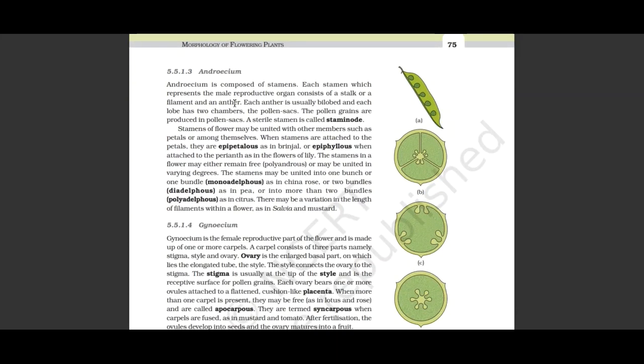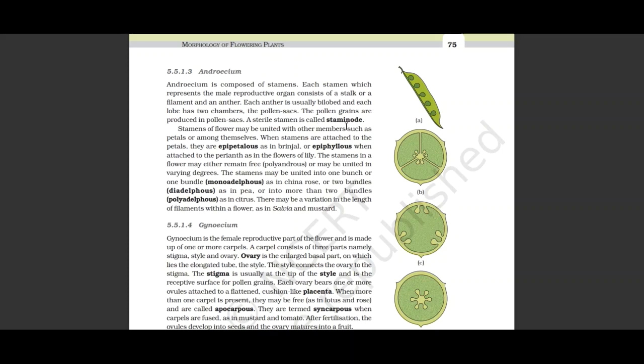Let us see the androecium. Androecium is composed of stamens. Each stamen, which represents the male reproductive organ, consists of a stalk or a filament and an anther. Each anther is usually bilobed and each lobe has two chambers, the pollen sacs. The pollen grains are produced in pollen sacs.